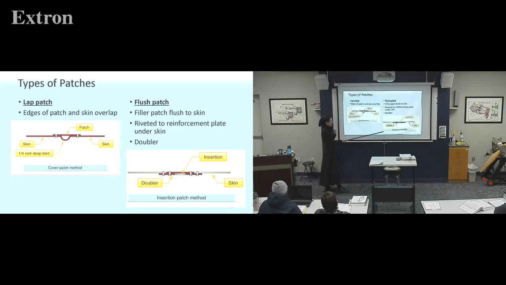So a lot of these, depending where it's at, might be easier to just replace the whole panel, depending how big the panel is. Any other questions on there?